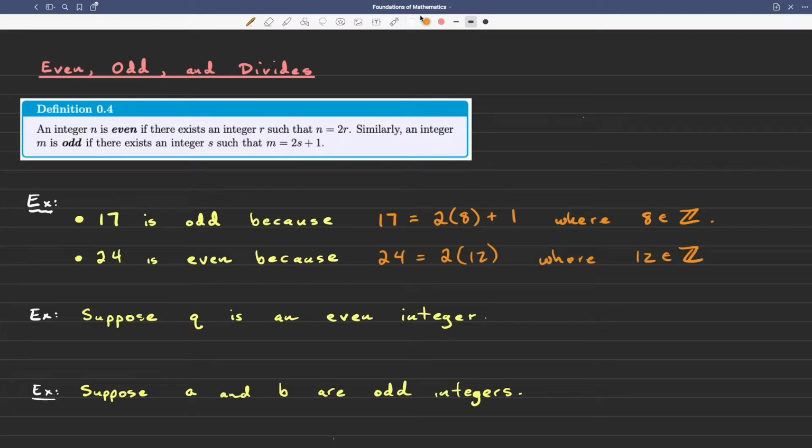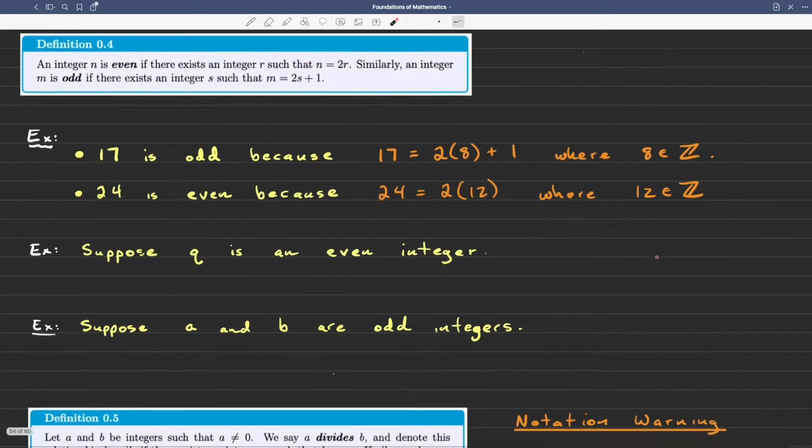It's important that this number that you're multiplying by 2 is an integer. It can't be some sort of fractional value. For example, it wouldn't do to say 17 is equal to 2 times 17 halves and then say that 17 is even because I expressed it as 2 times a number. Well, the number that 2 is multiplied by here is not an integer. So, I haven't just verified that 17 is even.